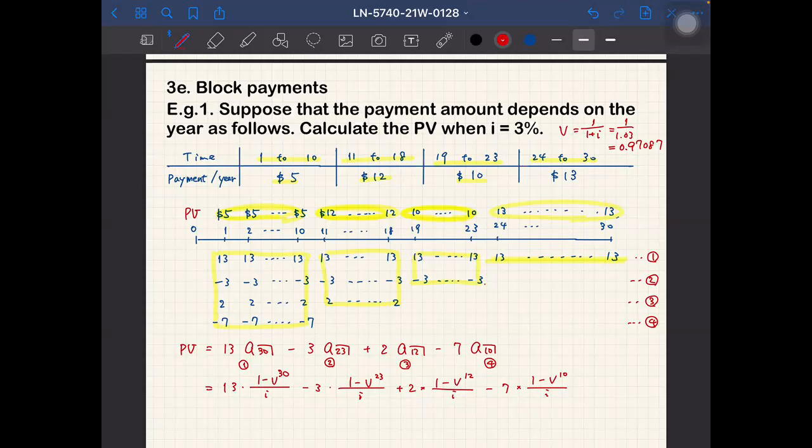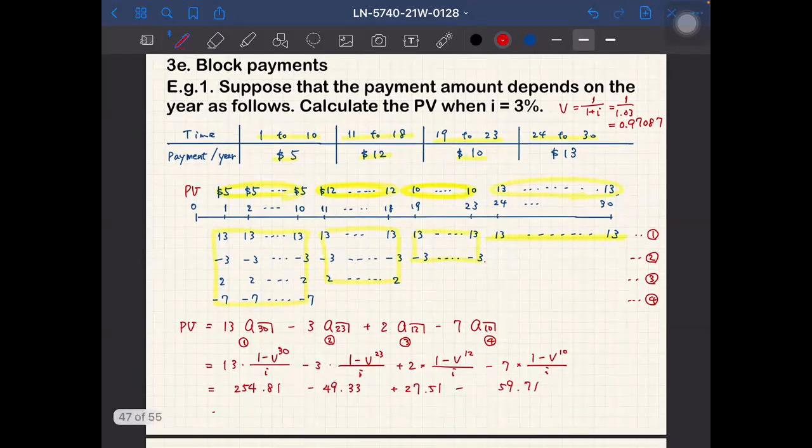If you plug in numbers, you get the first quantity as 254.81, the second quantity 49.33, and the third quantity 27.51, minus the fourth one, 59.71. So in total, this becomes $173.27.